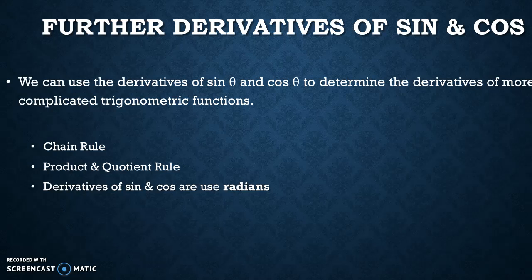So we can use the chain rule, product rule, quotient rule, and they still apply to sine and cos. And just when we are doing the derivatives of sine and cos, we need to make sure we're using radians. Okay, the rules only apply if things are in radians. So we're going to look at some today where we have degrees, and we're going to convert those degrees into radians before we can perform derivatives.